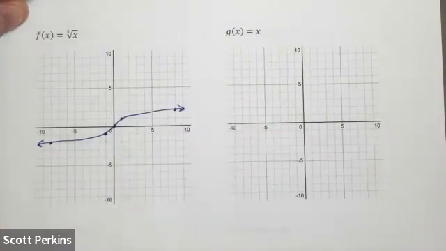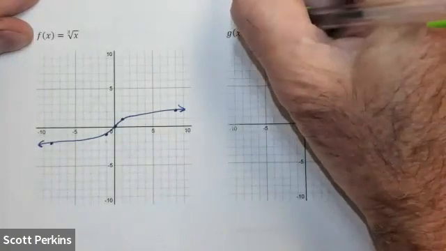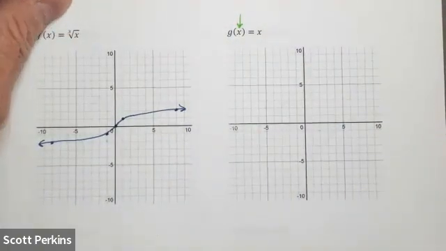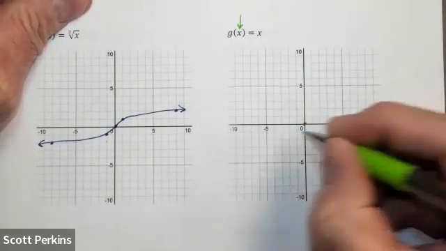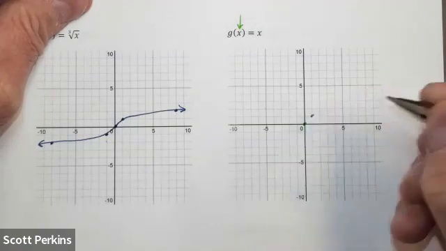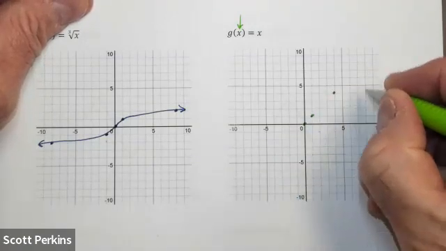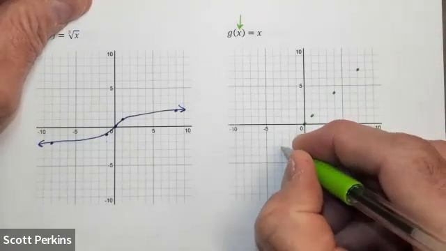Last but not least of our basic functions is the identity function, f of x equals x. The thing about this one is whatever the input is, whatever you're putting in the parentheses is what the output's going to be. So this one is just a straight line. When I put in 0, I get out 0. When I put in 1, I get out 1. When I put in 4, I get out 4. When I put in 7, I get out 7. Backwards, when I put in -3, I get out -3.